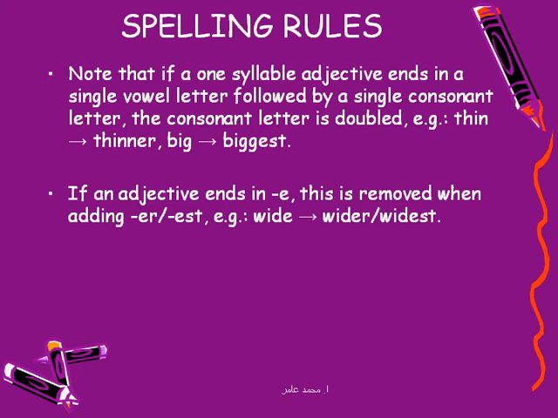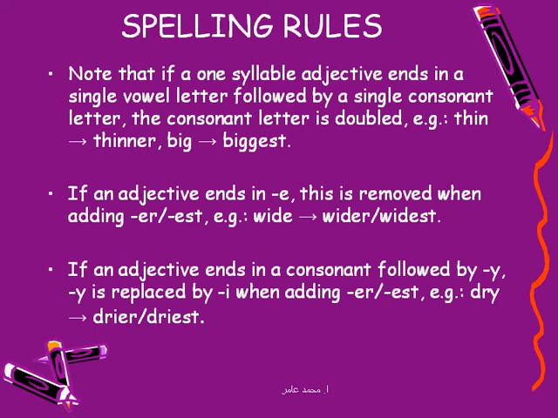If an adjective ends in E, this is removed when adding er, est. For example, wide. We remove E and add er or est. It becomes wider or widest.